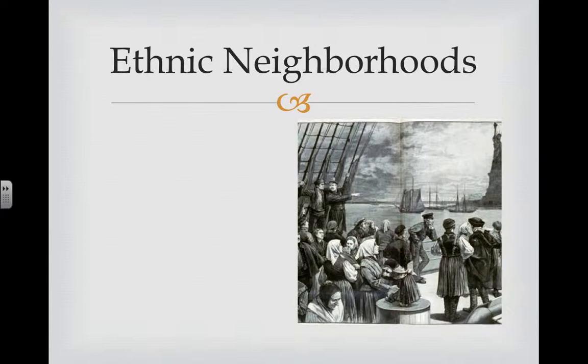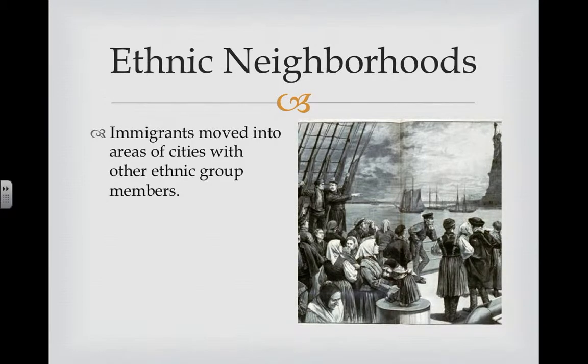And what develops out of this lack of assimilation is essentially, well, and this is a term you should know, ethnic neighborhoods. You have experienced ethnic neighborhoods if you've ever gone to a city and you've been to a place called Chinatown or Little Italy. These are examples of ethnic neighborhoods, and what they are immigrants moving into areas of cities with other ethnic group members. So ethnicity is basically a sense of identity, and that is usually people of similar race, religion, and culture.